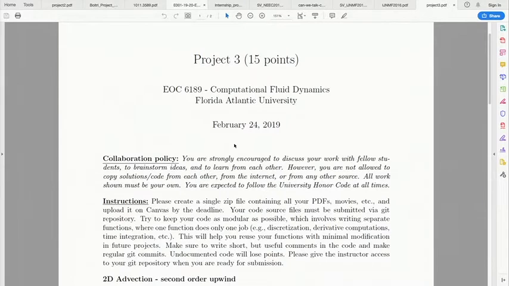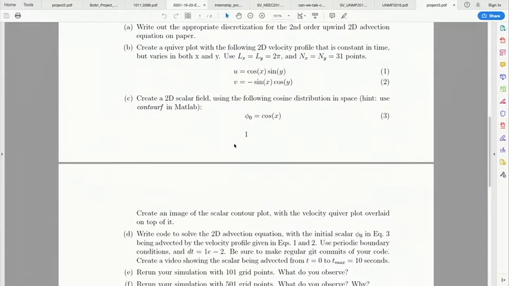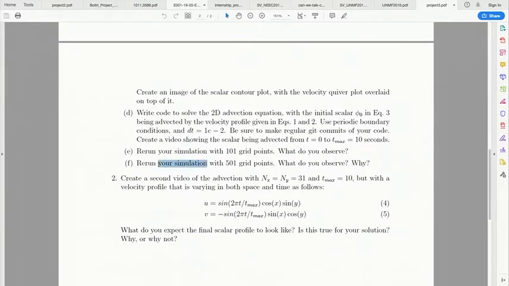For part F, question 1. Part F in question 1, right? My solution's blowing up, so I'm assuming it's unstable. I'm just not sure why. Stability analysis, I guess, is the next step to figuring that out. Yeah, so you're saying for part F, your solution blows up. What are the stability conditions we have considered?